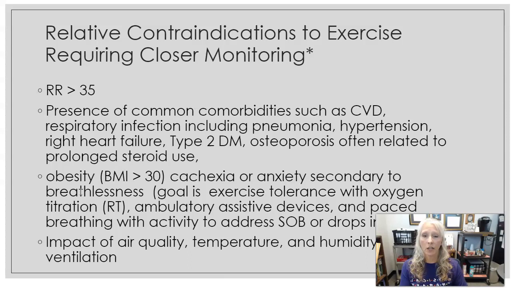In the second list here, we have obesity, BMI of greater than 30, or cachexia, which is that extreme muscle wasting, and anxiety secondary to breathlessness. One of our goals with exercise is to be able to keep them within a good range by titrating their oxygen so that we can improve their exercise tolerance. That's going to make it easier for them to breathe at rest. So we want to create a bit of an overload, but we want to do that carefully.